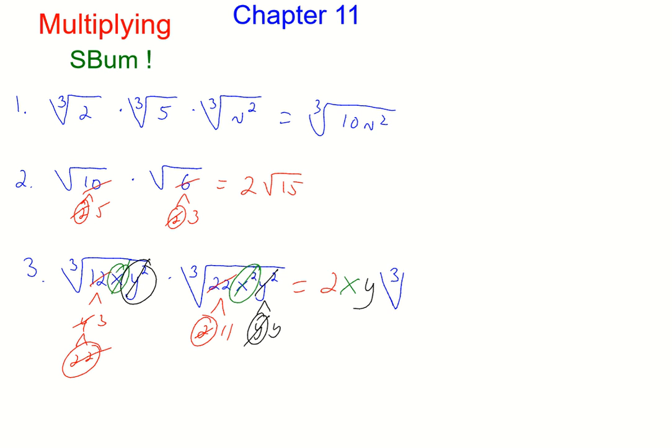Don't forget your index. Be careful, be neat. I see a 3 and 11 for 33, and I see a y. 2xy times the cube root of 33y. How many got that? All right, good, almost everybody. All right, multiplying, always looking to simplify. Any questions on any of those 3, anybody? Who went 3 for 3 in that section? All right, good, most of you.